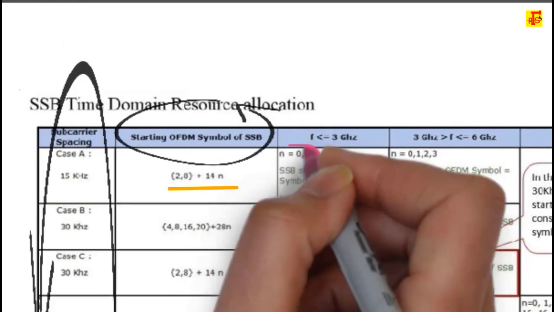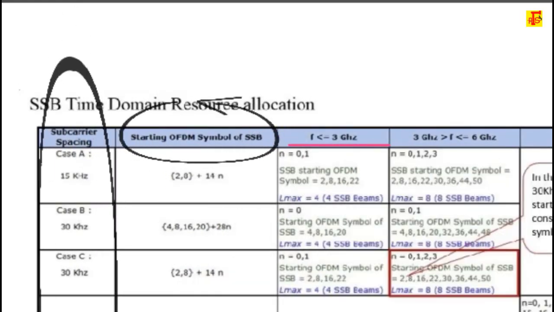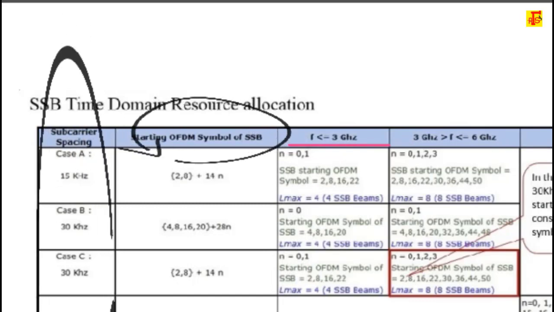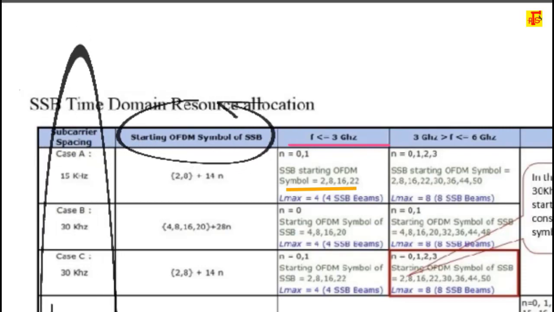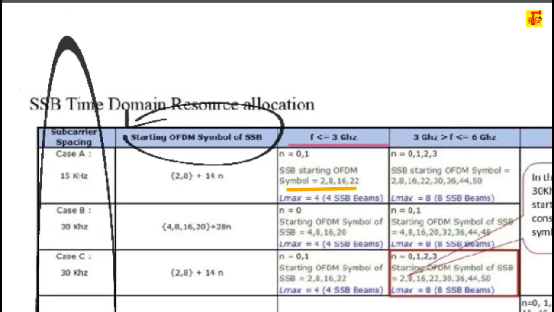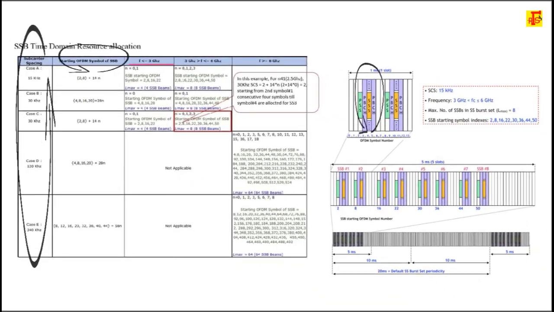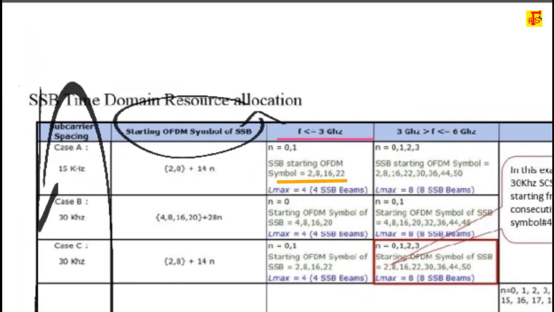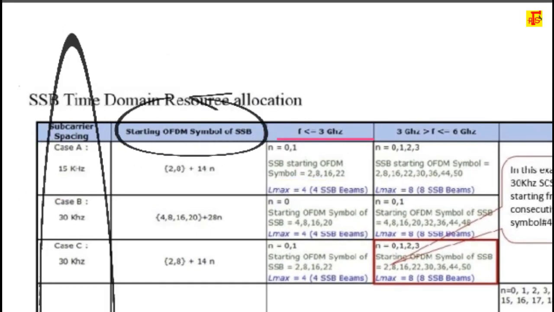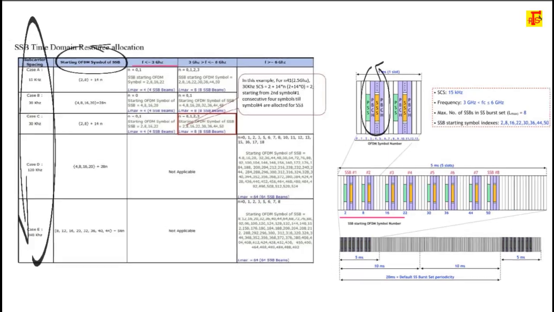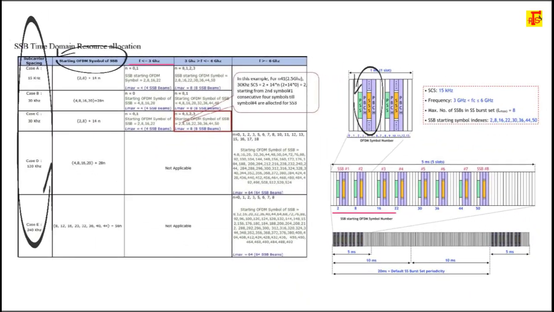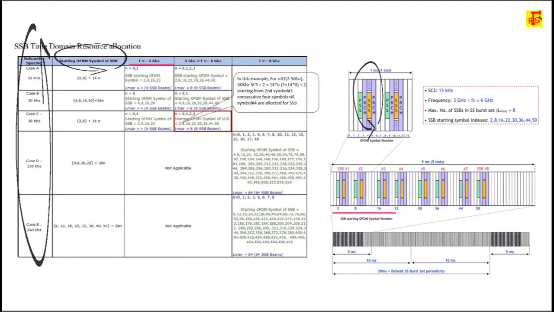So if the frequency is less than or equal to 3 GHz, then the N value is 0 and 1. So what will be the SSB starting position? The SSB starting position will be, you can just put 0 and 1, then 2, 8, 16 and 22. So the total number of beams created for this frequency is 4, 4 SSB beams will be formed, right, if the frequency is less than or equal to 3 GHz.